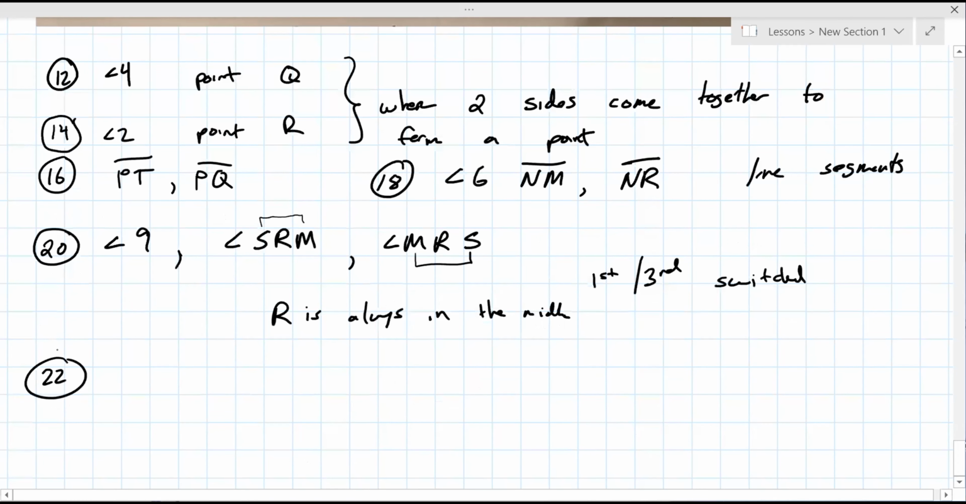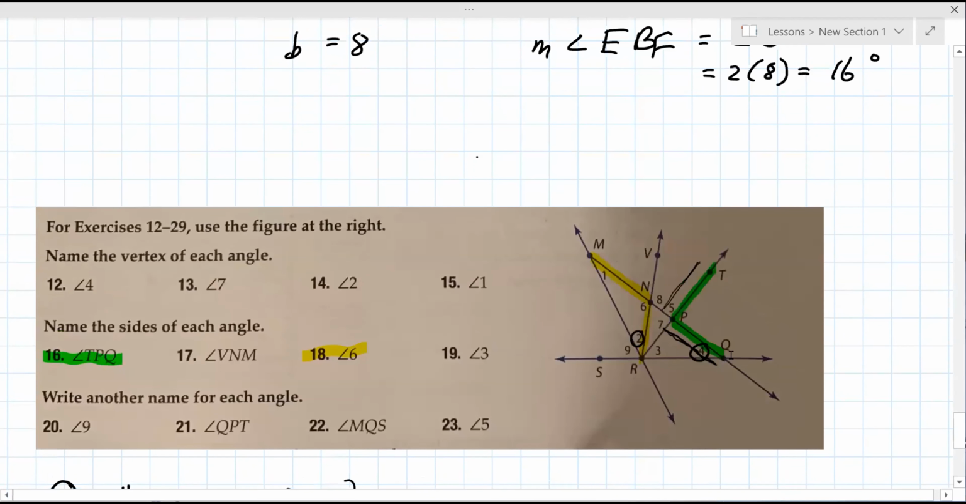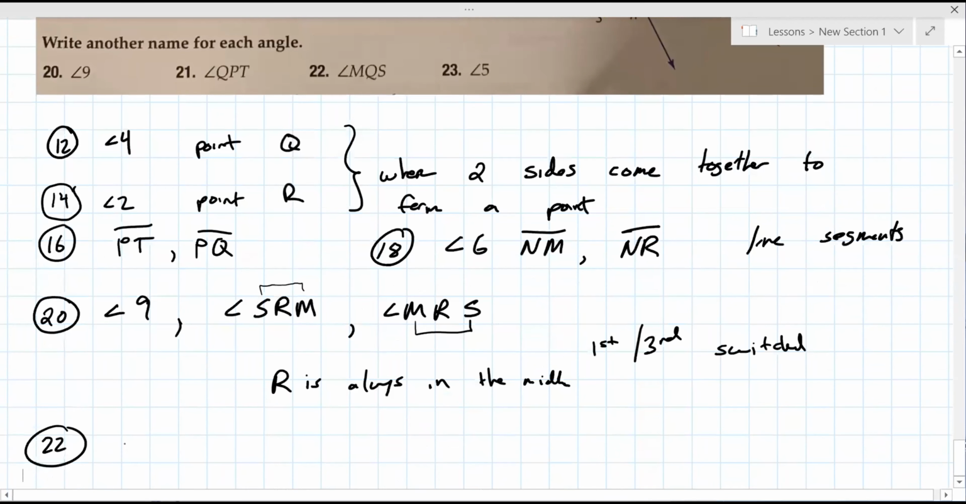22 is angle MQS. So it starts, see if I can make sure it's clear. M starts way up high here, goes down to Q, all the way to the left to S. So another angle for that is angle 4. So you could say angle 4.